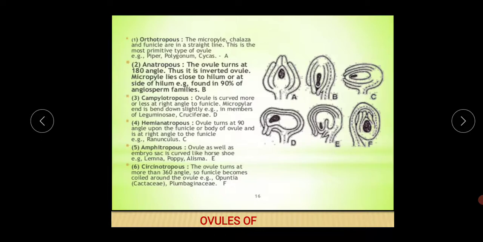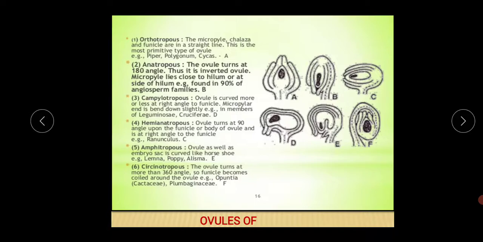The second one is the anatropous ovule. Diagram B depicts the anatropous ovule. This ovule turns at a 180-degree angle, thus it is an inverted ovule. The micropyle lies close to the hilum or at the side of the hilum. It is found in 90% of angiosperm families.